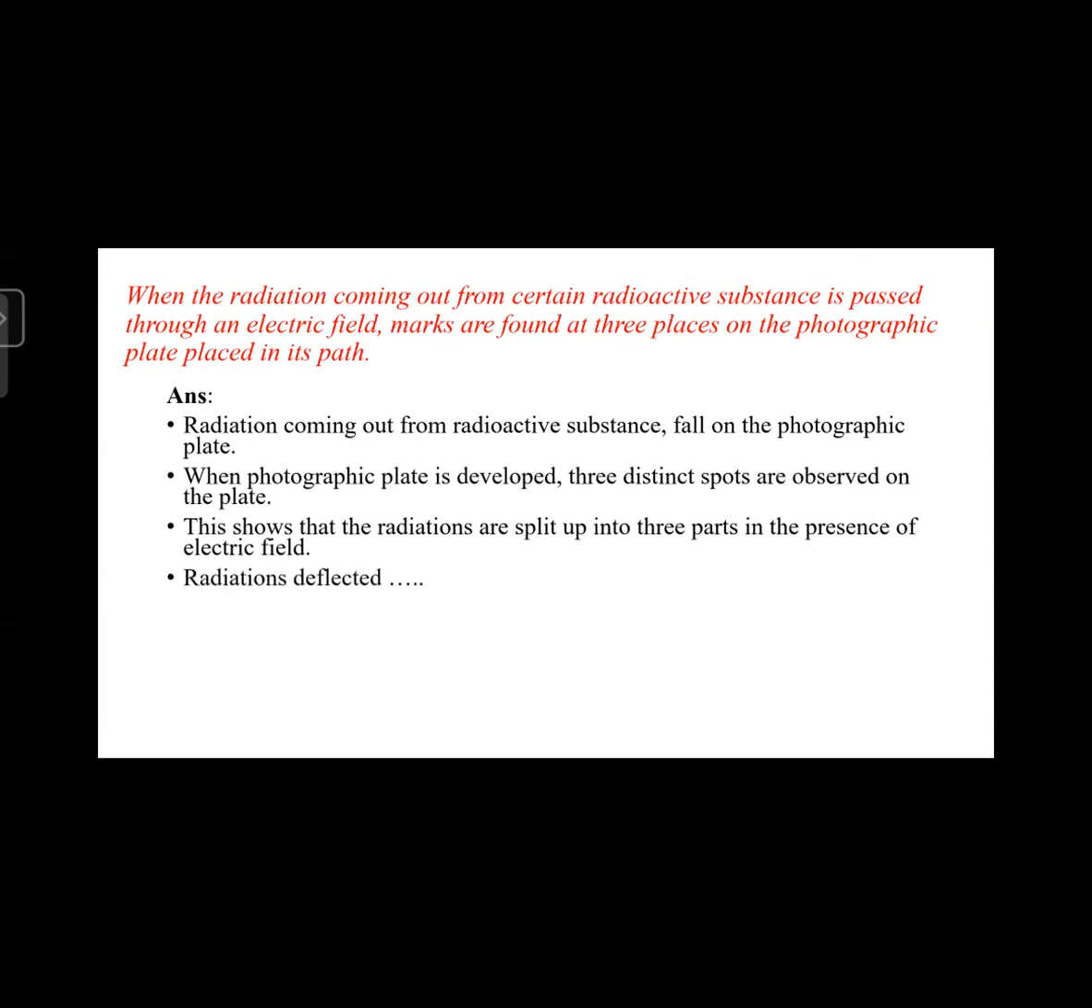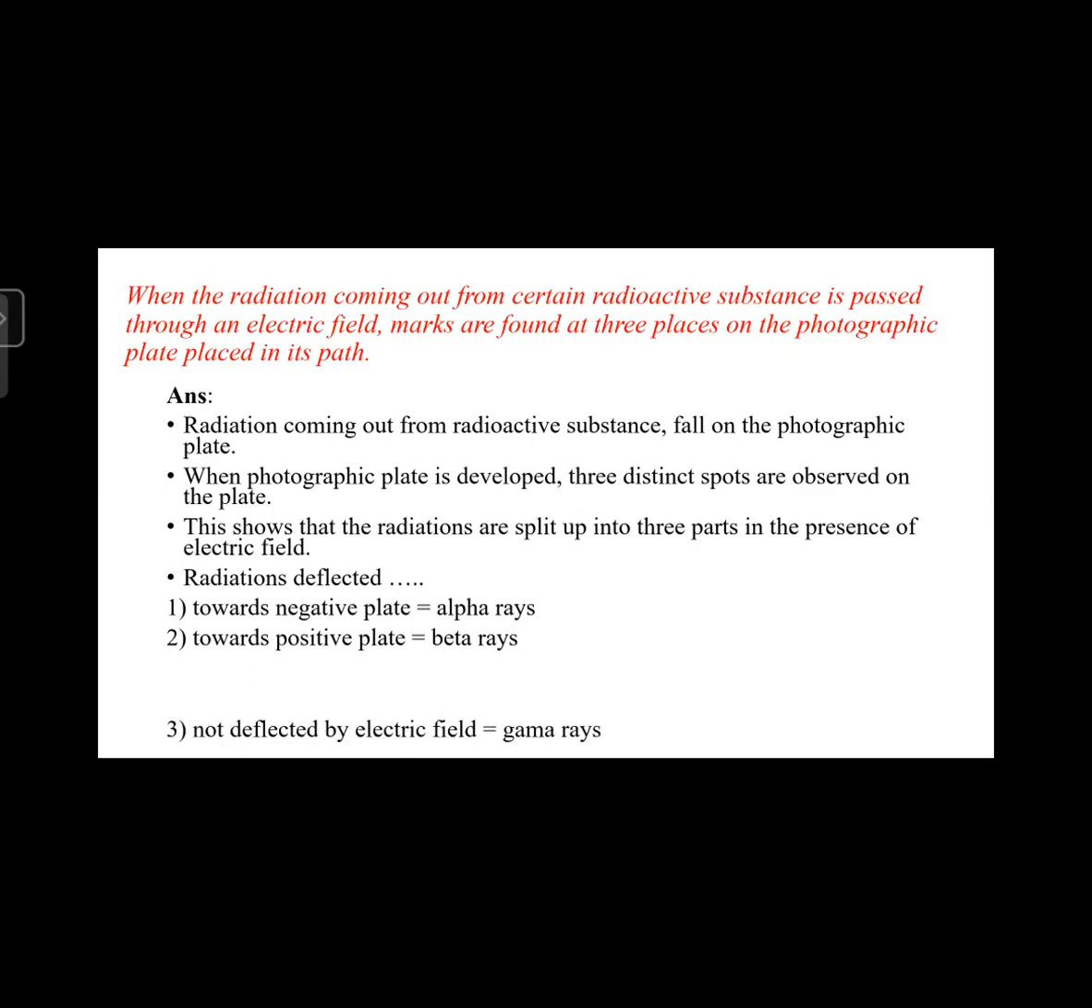Now these radiations are deflected, first, towards the negative plate. These are called alpha rays. Towards the positive plate, these are called beta rays. And the third are not deflected by the electrical field. They are called gamma rays.